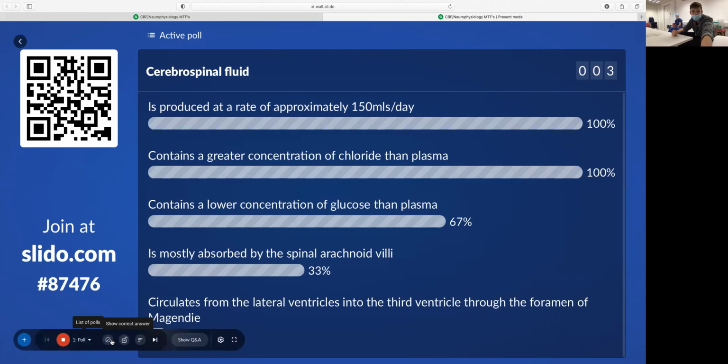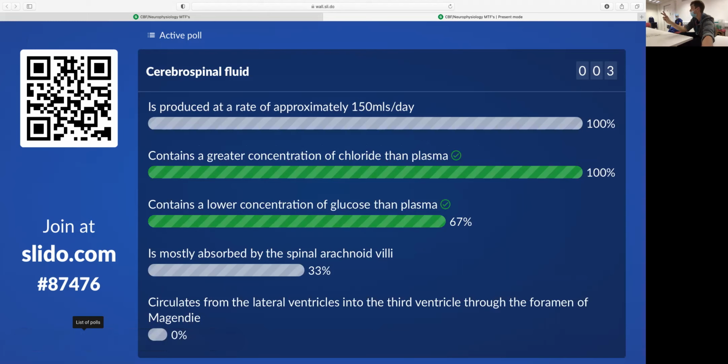We've got cerebrospinal fluid is produced at a rate of 150 mils a day, roughly. I flipped the numbers. So you have about 150 mils total volume. It's produced at around 500, 550 mils per day. So you turn it over 3 to 4 times a day. They love the concentrations of stuff, and on the whole, you got that right.